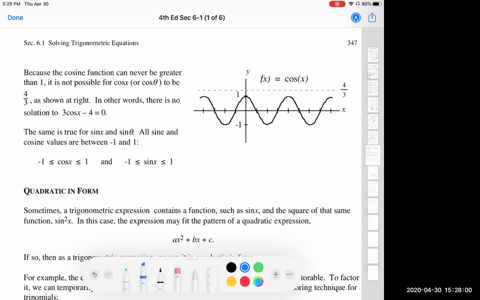Because the cosine function can never be greater than 1, it is not possible for cosine x or cosine theta to be 4 over 3, as shown on the right. In other words, there is no solution for 3 cosine x minus 4 equals 0. The same is true for sine x and sine theta. Sine and cosine values are between negative 1 and 1. So if we were to use a calculator, it would just say error.